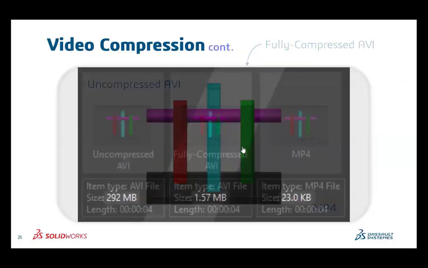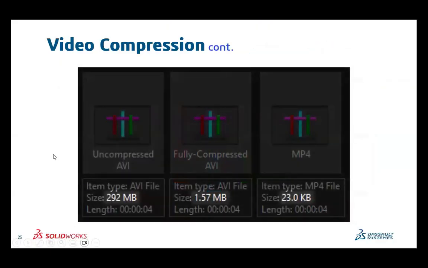But now let's talk about numbers. The uncompressed AVI, that one was 292 megabytes for a 4-second animation. That's more than a quarter of a gigabyte. Can you imagine that? That's way too much. On the other hand, the fully compressed AVI was about 1.5 megabytes, way smaller. But when you saw the comparison earlier, well, the quality was rubbish. So take it with a grain of salt.